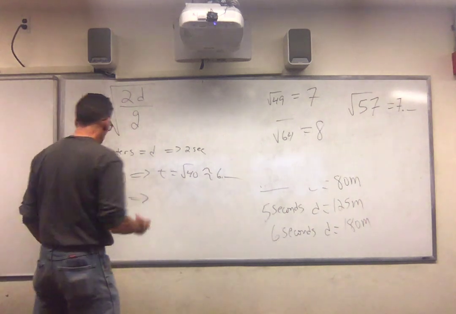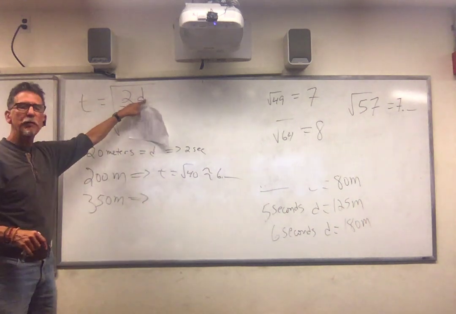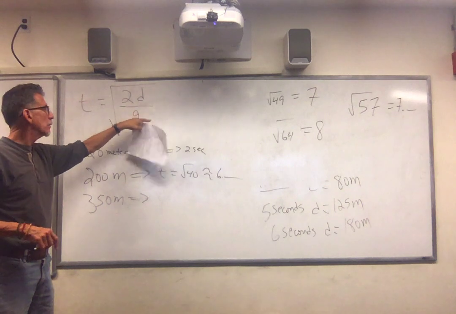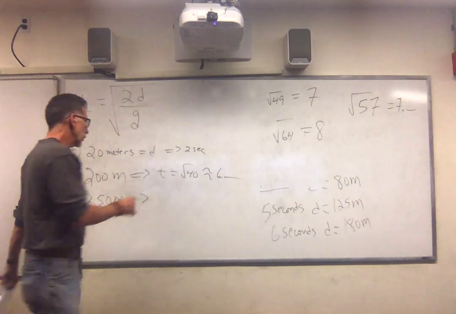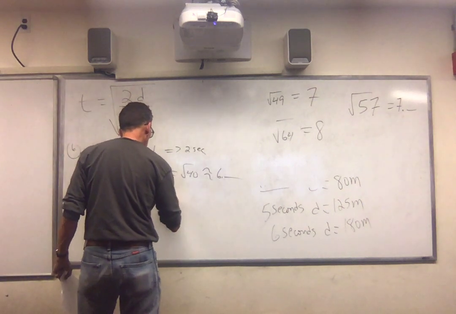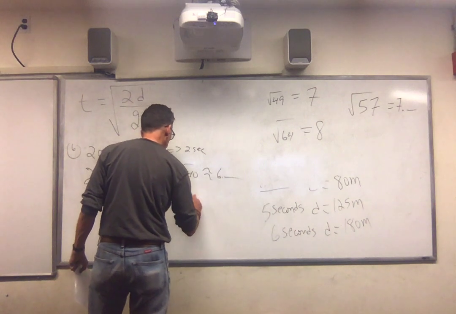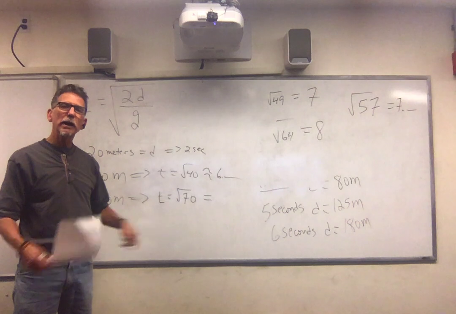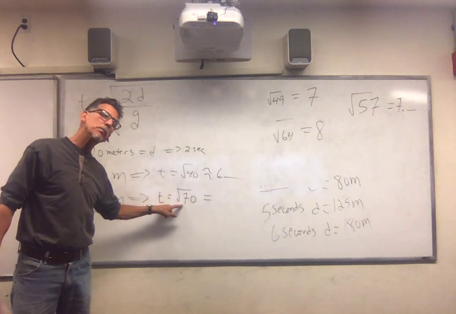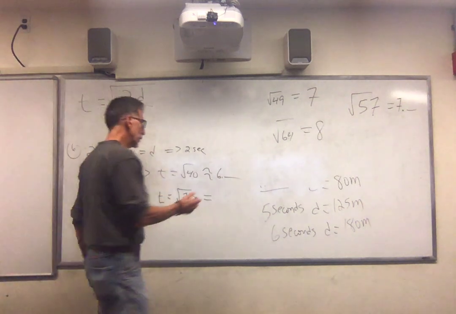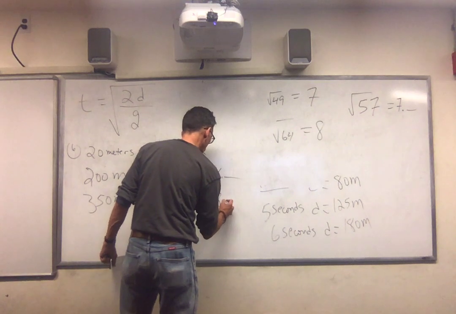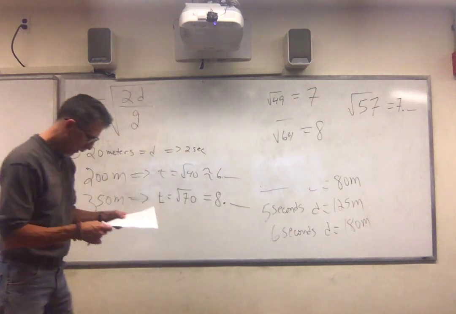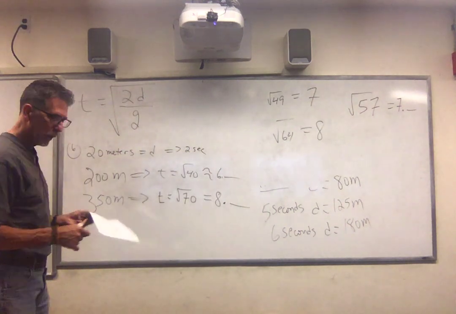What do we have? Well, 2 times 350 is what? 700. Divided by 10 is 70. So t is equal to the square root of 70. What is the square root of 70? Well, 8 times 8 is 64. 9 times 9 is 81. 8 point something. See? Not that bad. 450 meters.